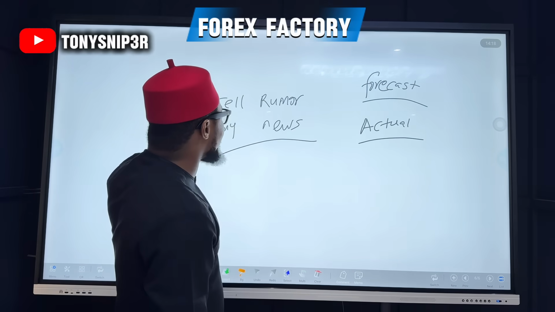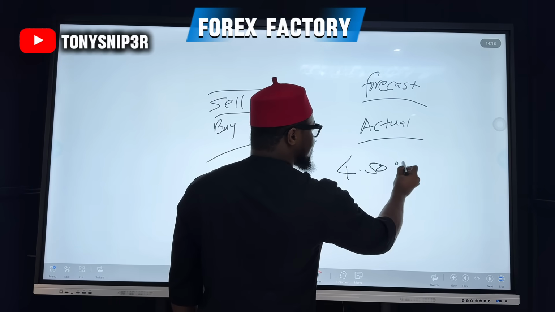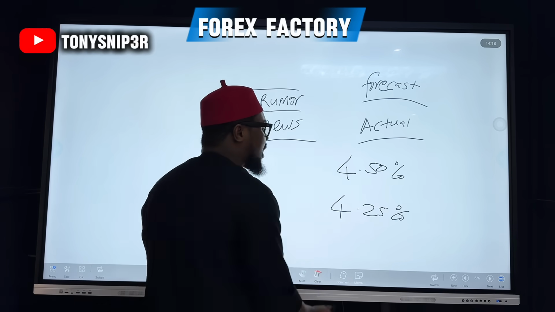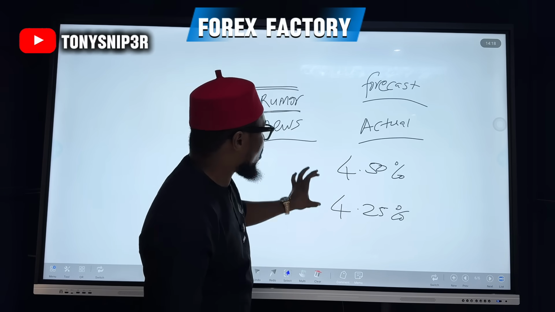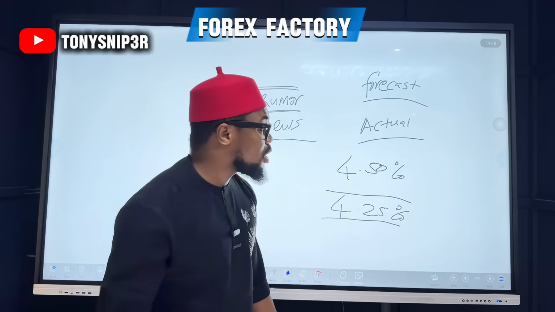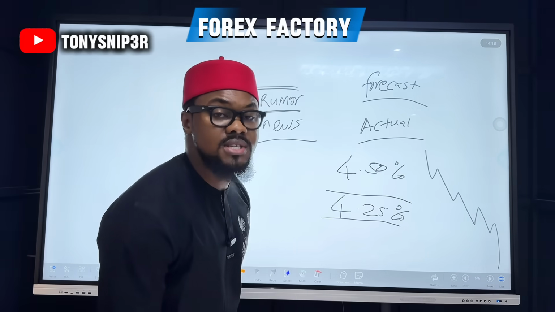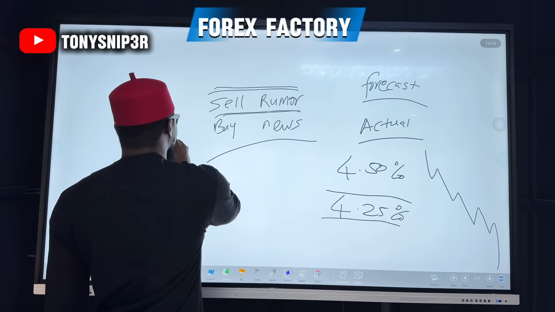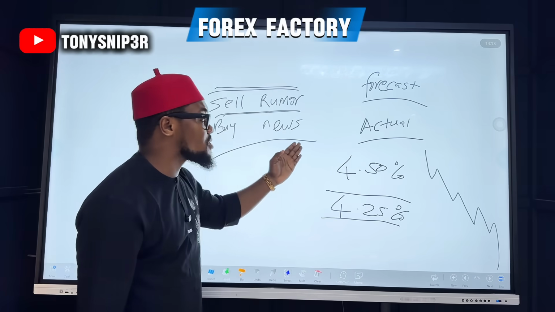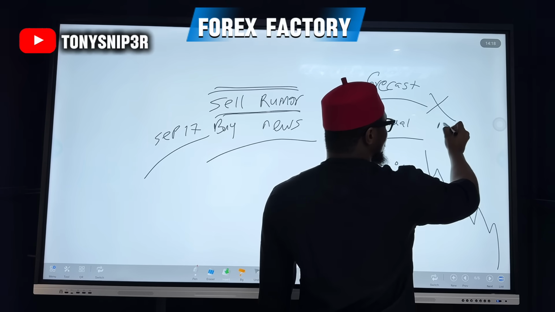Now, everybody was expecting USD to dump because the previous was 4.50%. Then the forecast was 4.25%. Now, what is this? This is a rumor. Why is it a rumor? It is a rumor because we've not seen the actual. So this is what people are expecting. All of a sudden, what happened? Dollar was dumping. Dollar was dumping until September 17th, when the real news was now released. Immediately the news came out, the actual was the same as the forecast, thereby leading to what? No surprise.